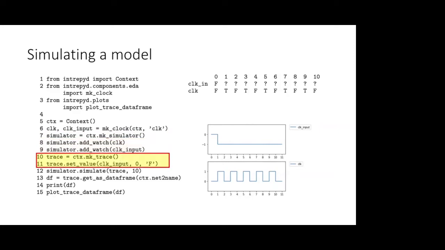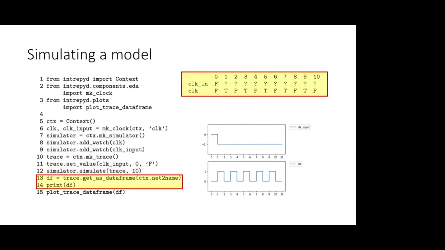Then we create a trace. A trace is essentially the set of input values that are evaluated at each timestamp. So in this case, we set the very first value for the input to 0. And then we let the simulator simulate the trace for 10 timestamps. And here on the right, you see what is the output of the instruction on the left.